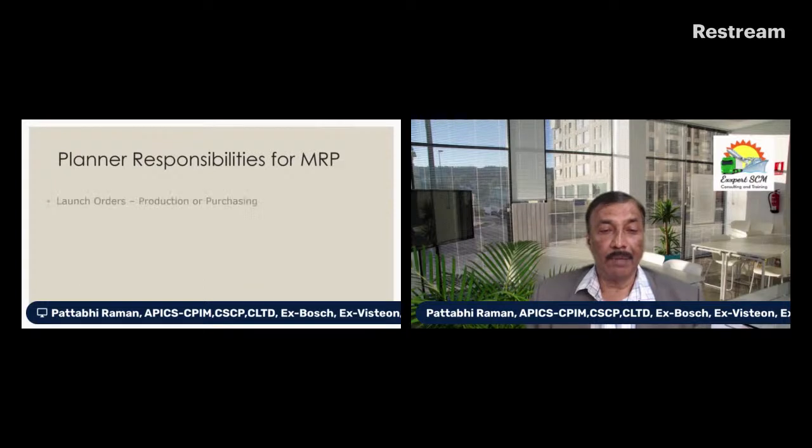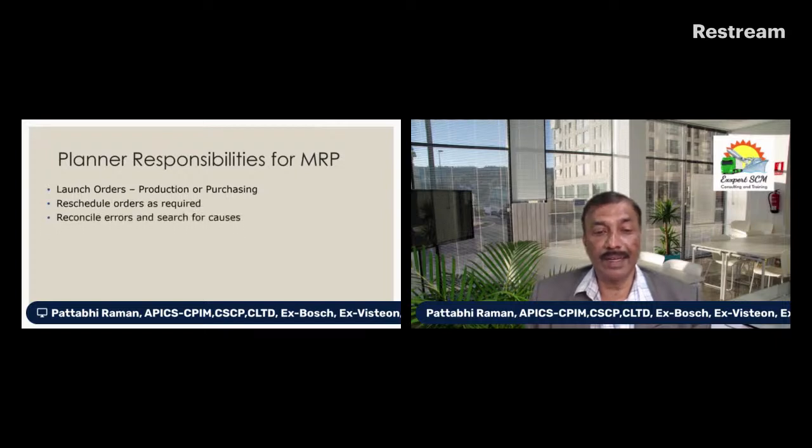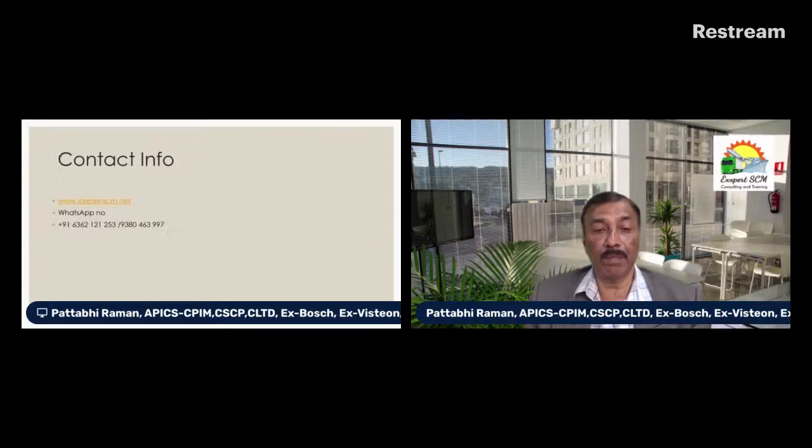Coming to the planner's responsibility for MRP, he is responsible for launching the order, rescheduling the order as required, reconciling errors and searching for the causes, and solving critical material shortages. The ERP will also keep alerting in the form of action messages for which the planner has to take action. The action could be to replan, expedite, or coordinate with other functions to resolve the problem.